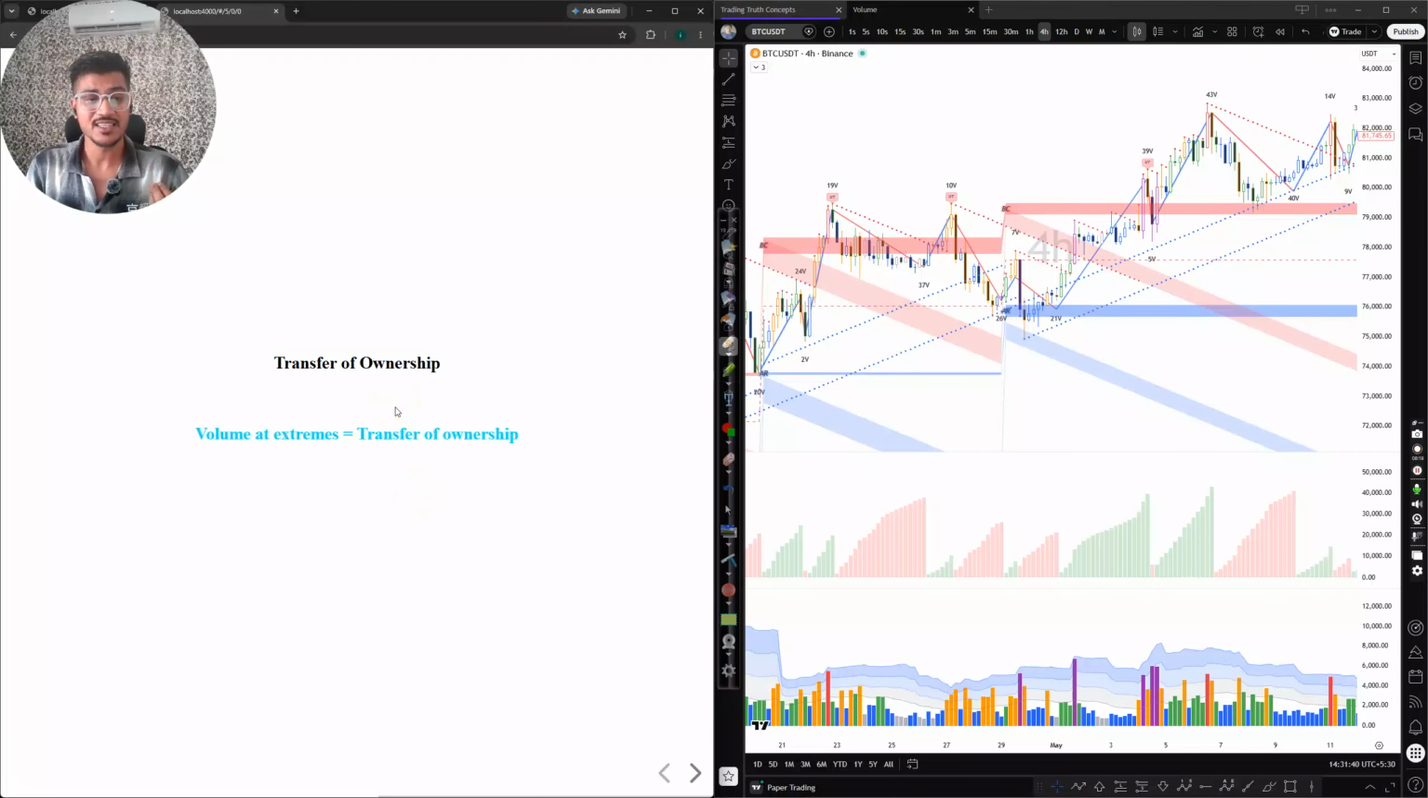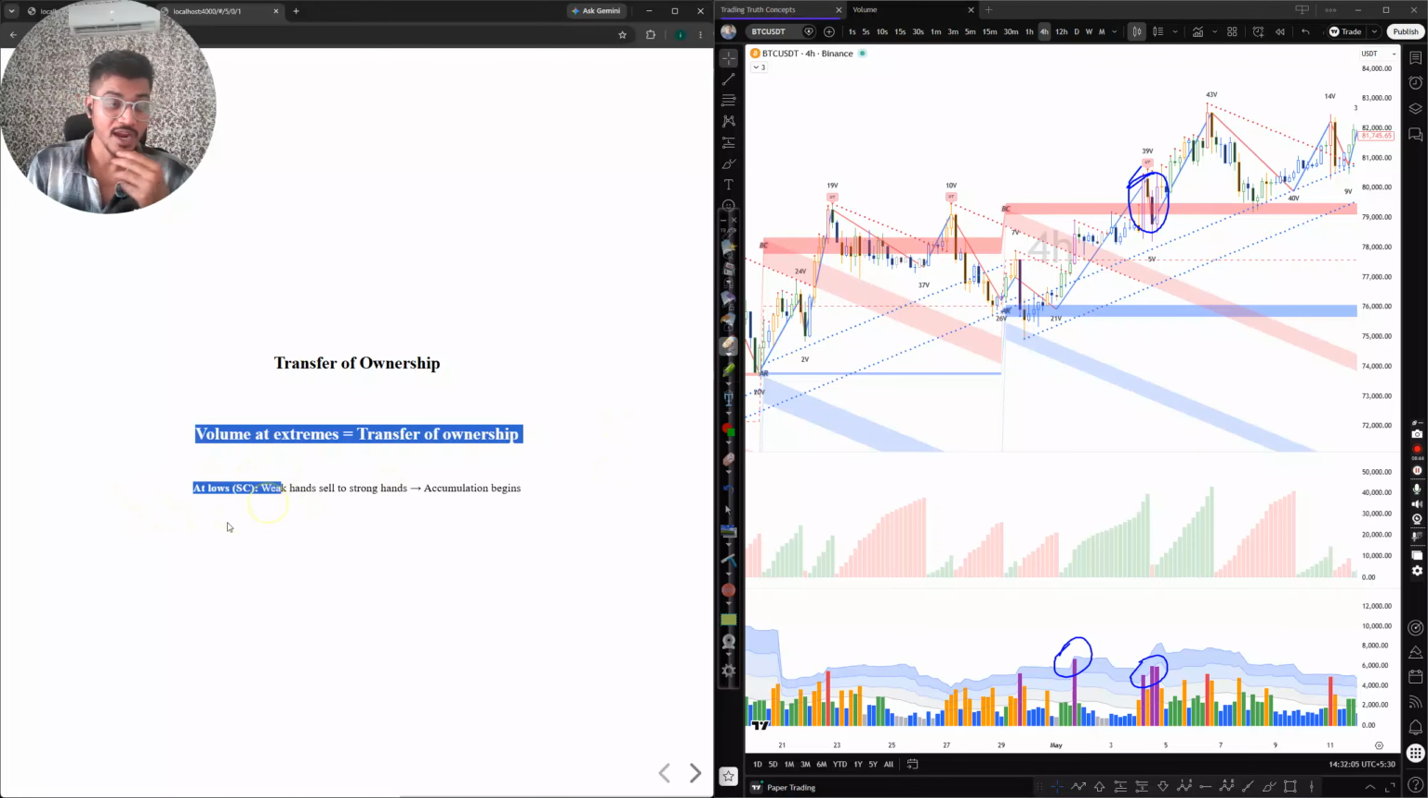So volume at extremes actually represents the transfer of ownership, because when we have very high volume, this is showing you the exchange at very high strength, meaning very high quantity.